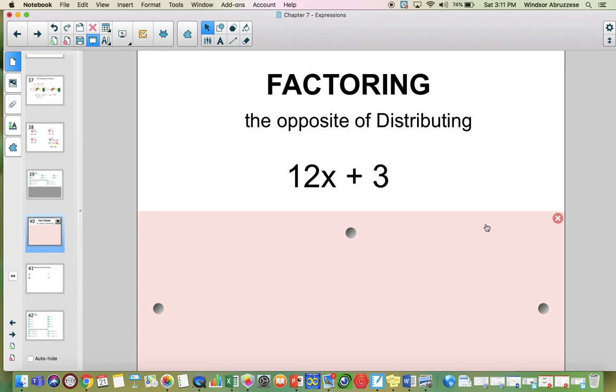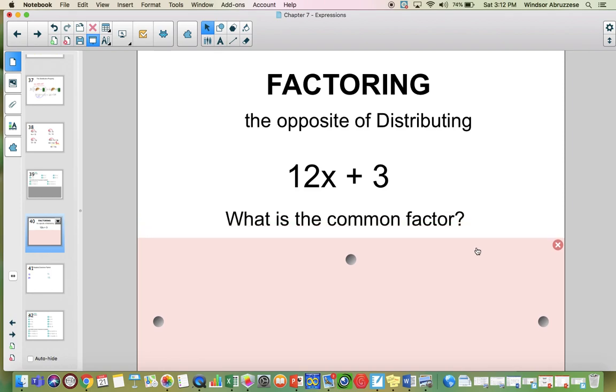So take a look at this expression, 12x plus 3. Can I combine them? No, they're not like terms. Okay, but I can factor this expression. So in order to factor, you have to think of a common factor. And actually, we're going to look for the greatest common factor. Remember GCF? We're going to use it in this section. So we're going to think of each term separately. So here is the first term, 12x, and the second term is 3. What is the greatest common factor between 12x and 3?